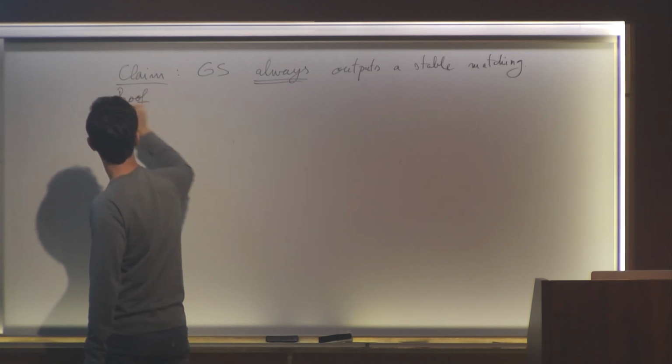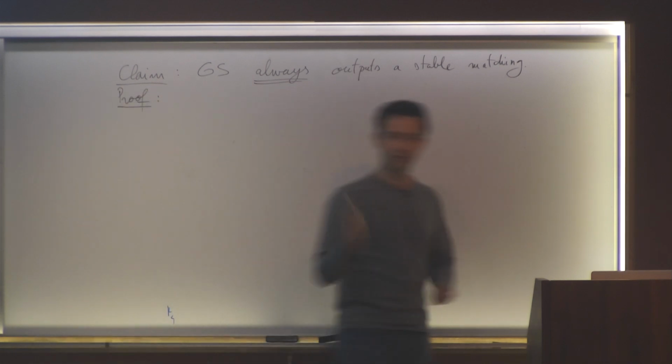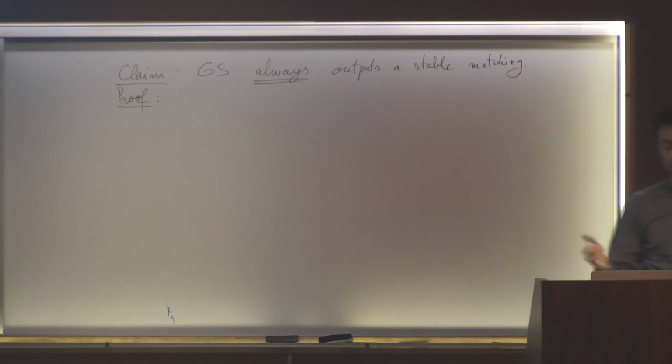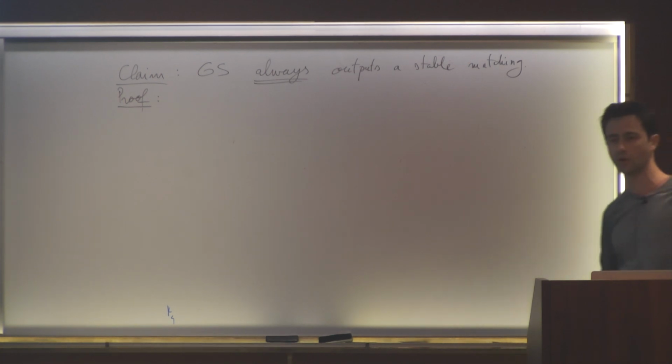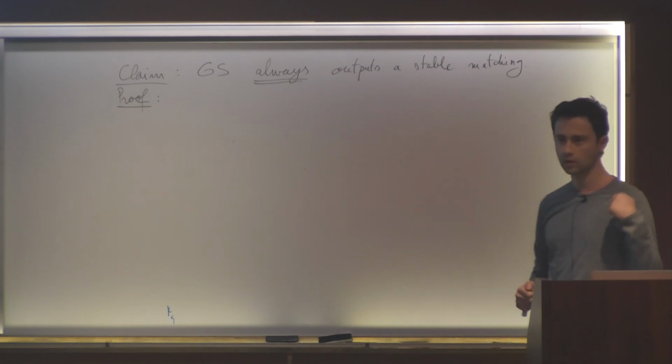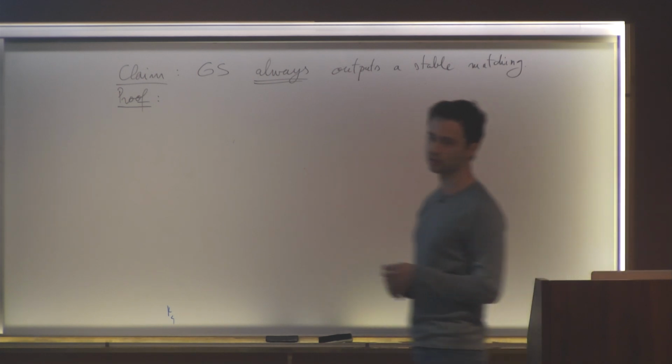So let's prove this. One of the first questions you should ask yourself when you try to understand the performance of an algorithm is to figure out if the algorithm always completes. So are we guaranteed that this algorithm will always complete?